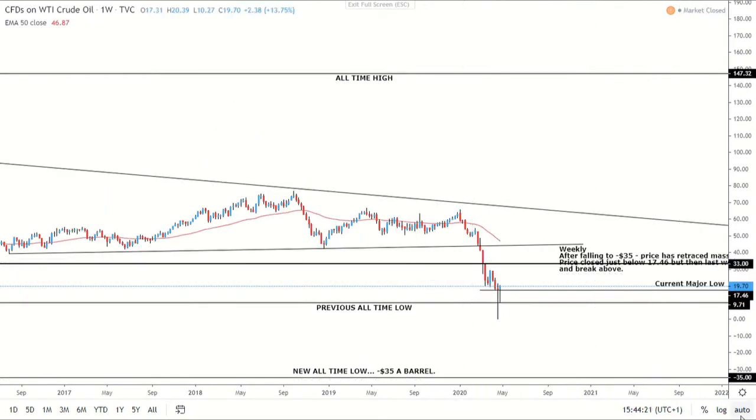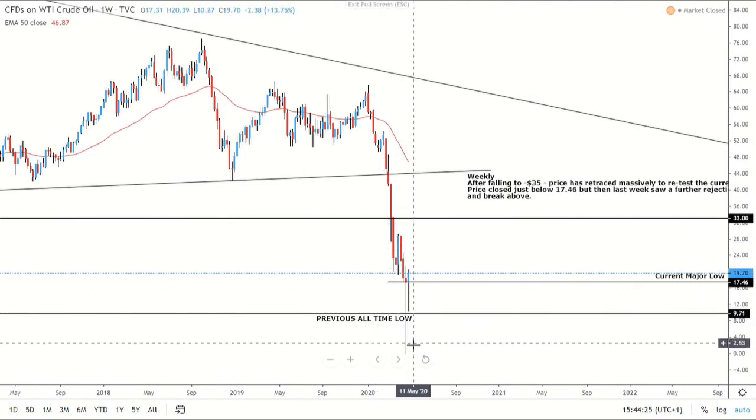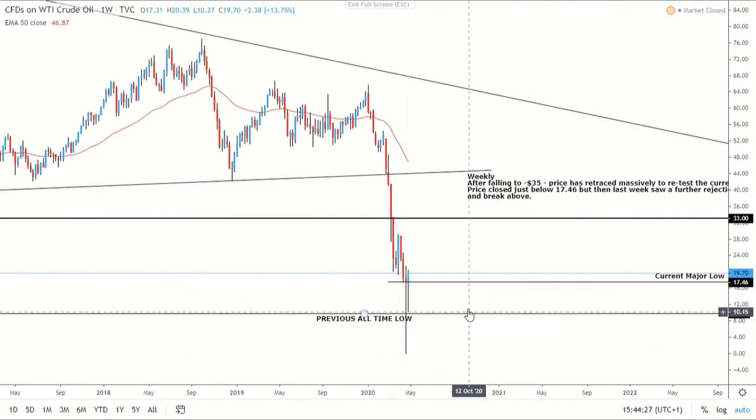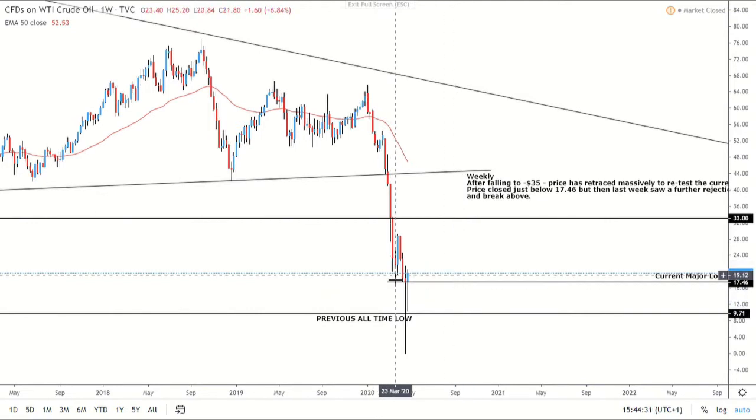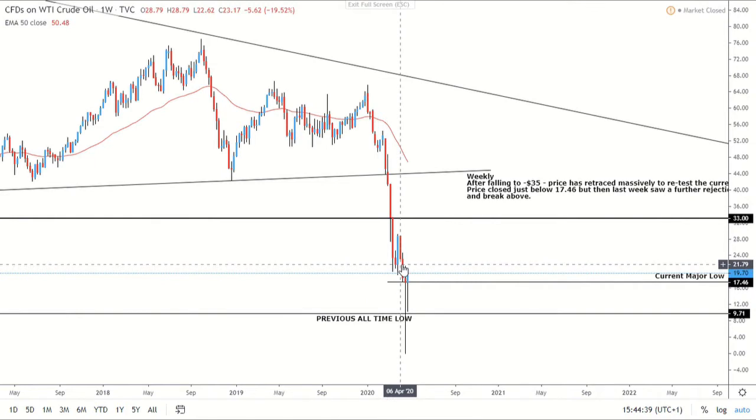So on the weekly, we can just see that after this big impulse and then corrected, then impulsively broke again. Of course, then went down to sort of minus $35 a barrel due to that rollover in contracts. And then overall, we've seen the week before closed just below the current major low, whereas this one is now broken above it. So this is just the major area before.